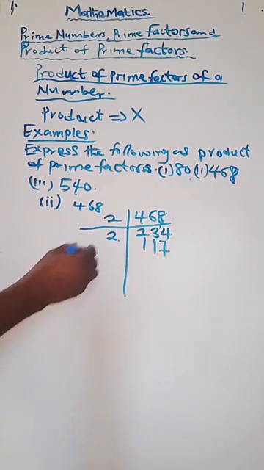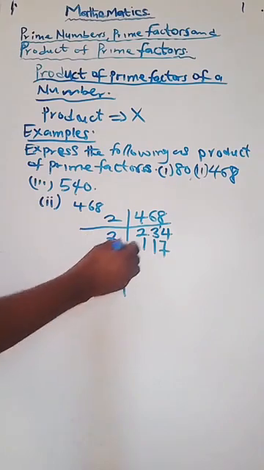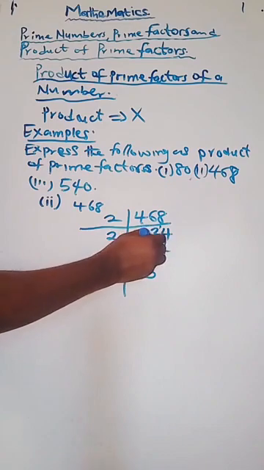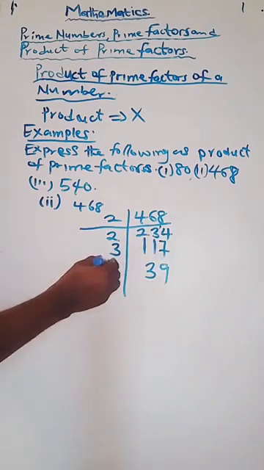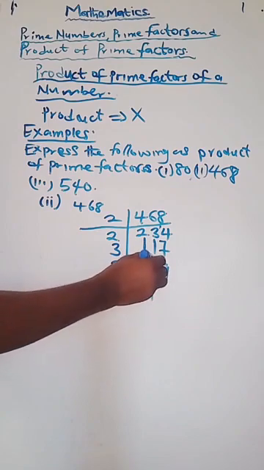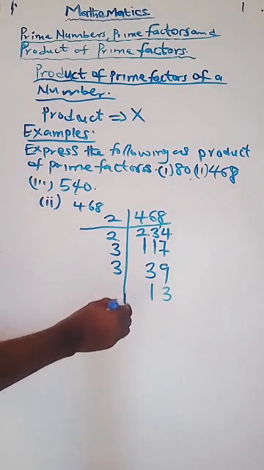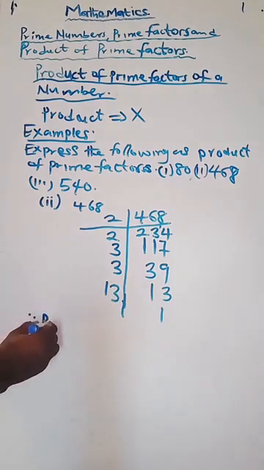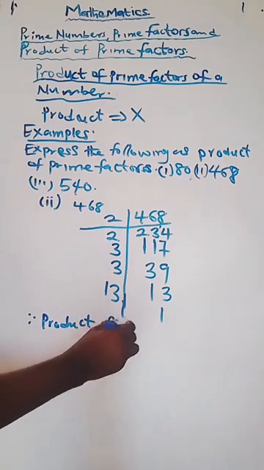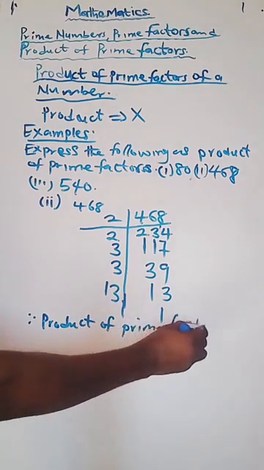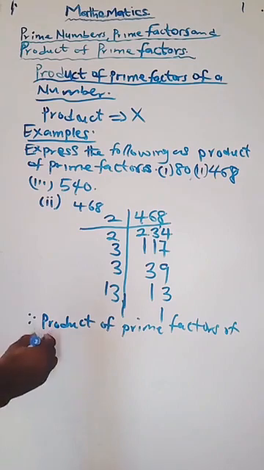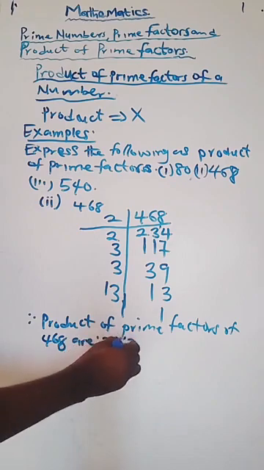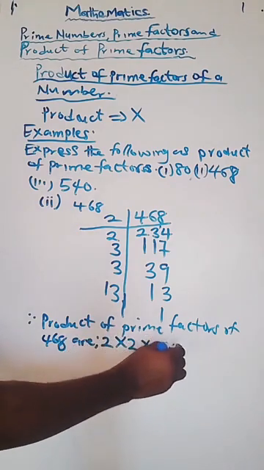Let's go with the next prime factor, 3. 3 into 117 is 39. 3 into 39 is 13. 3 cannot go again. We have 13. 13 into 13 is 1. So, therefore, product of prime factors of 468 are 2 times 2 times 3 times 3 times 13.